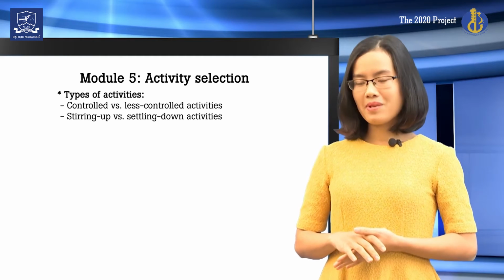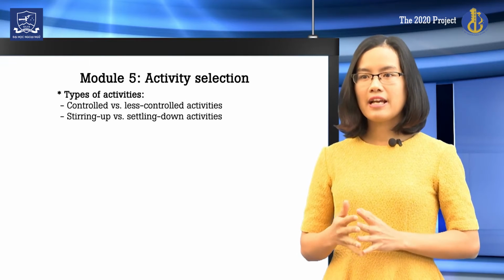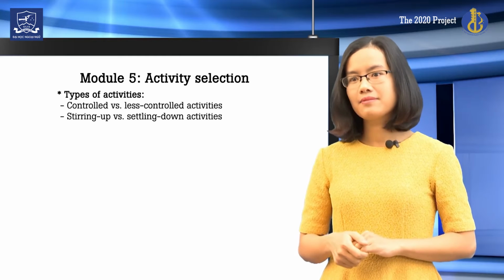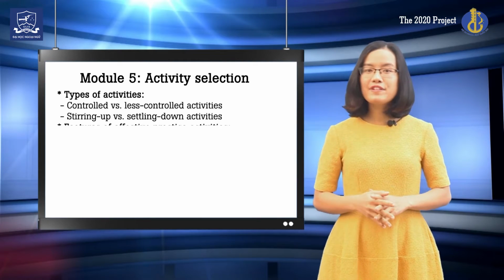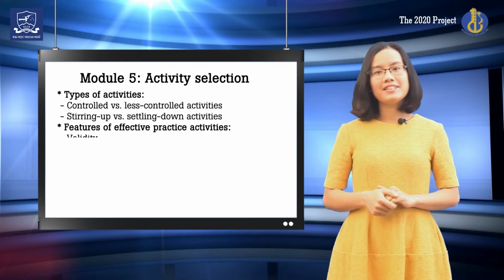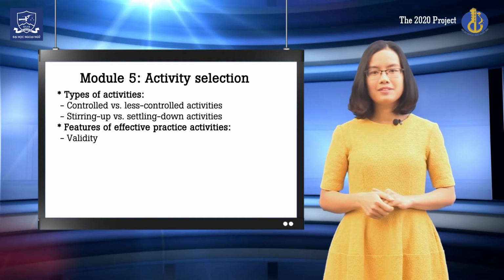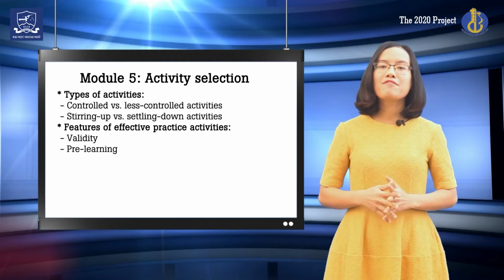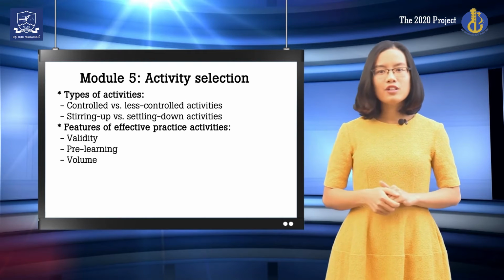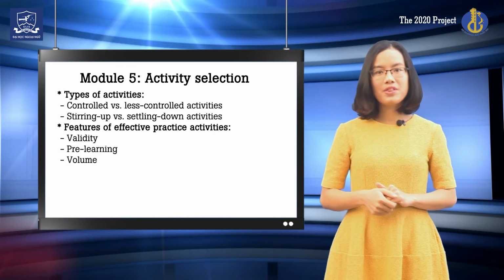In designing a lesson plan, a teacher needs to carefully consider selecting and designing activities in order to provide effective practice. There are 7 features a teacher needs to consider in an activity. They are validity: students practice the skills which need to be practiced. Pre-learning: students have already had some ideas about the language practice. Volume: the teacher should maximize the time students practice with the target language.